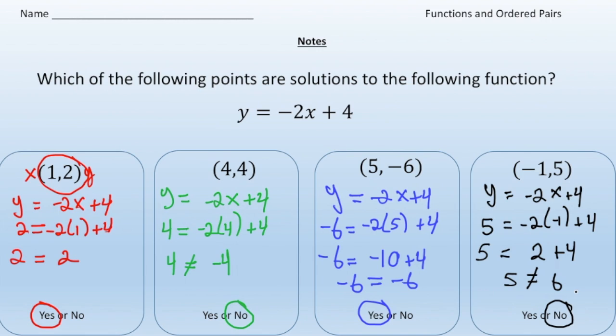All right. So now that you have a better understanding of ordered pairs and functions, why don't you pause the video and try the your turn problems now, and really take your time with the problems. And then when you're done, hit play, and you can see how you did. All right. Good luck.